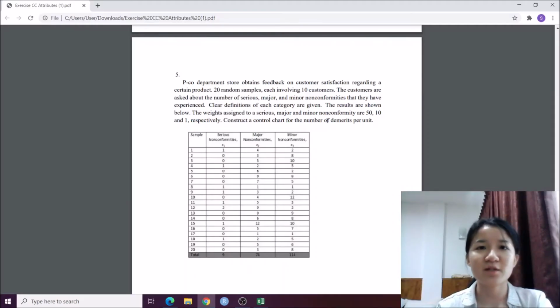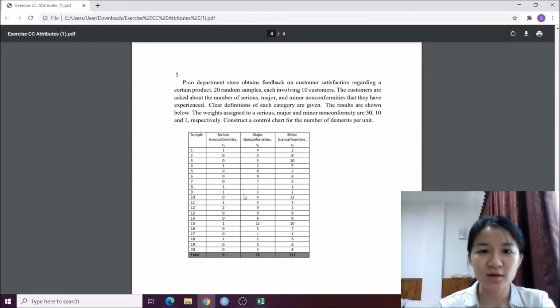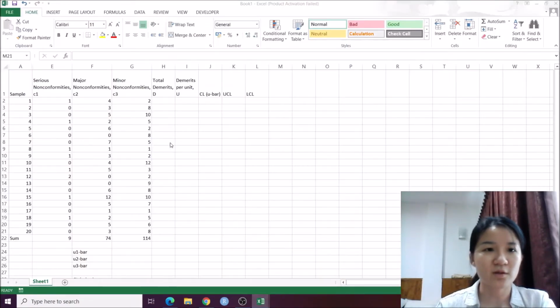Hello, my name is Oh Sing Yi. I'm from Group F. I am responsible for solving question number 5, which is the control chart for number of demerits per unit. I have copied the data from here to here.